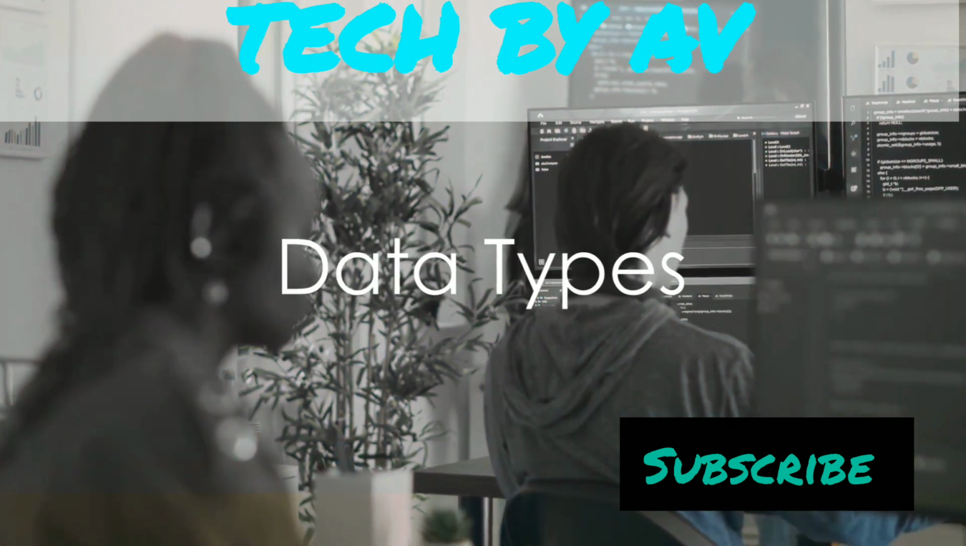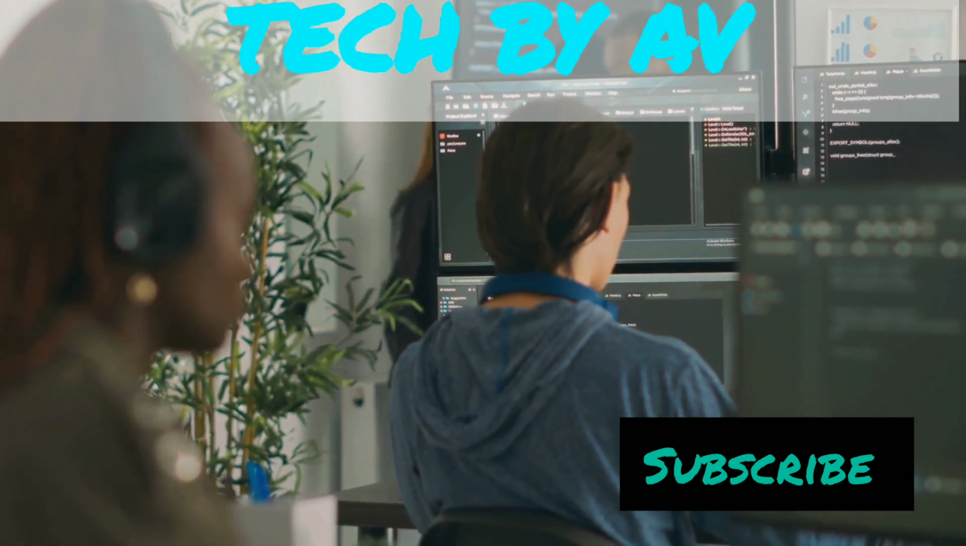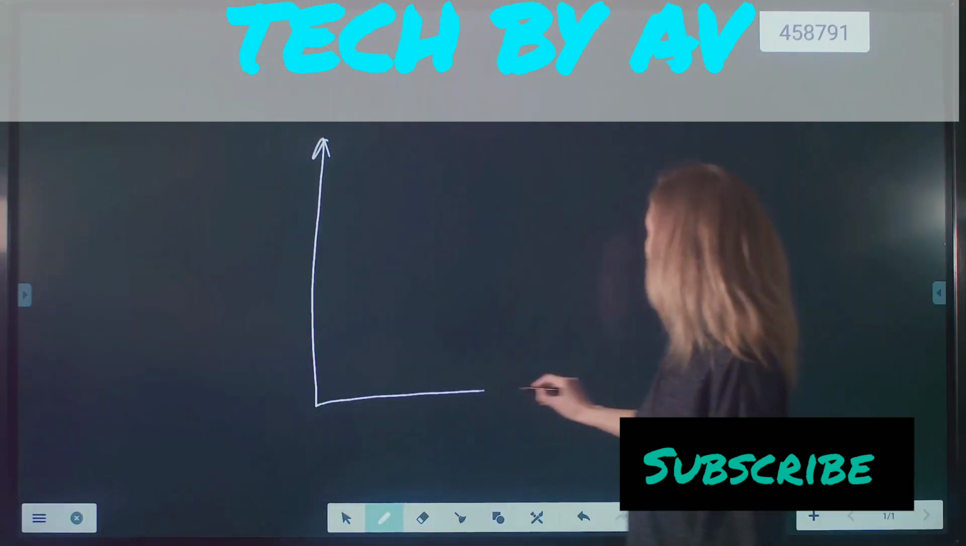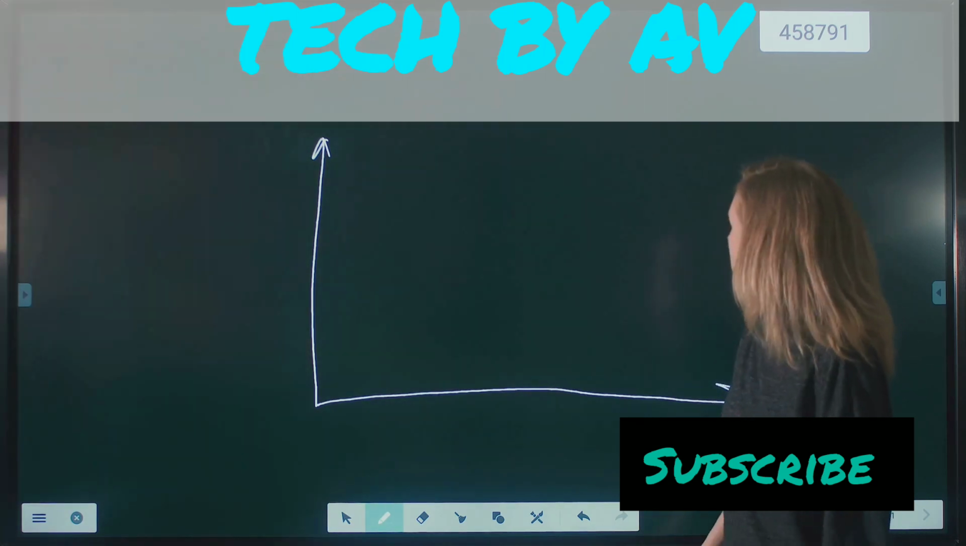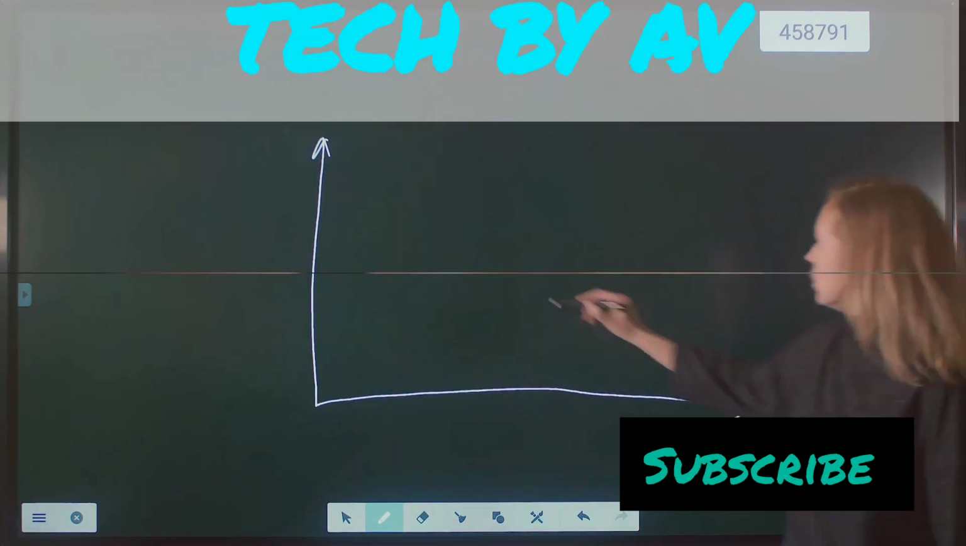Moving on, we have data types. Python supports a plethora of data types such as integers, floats, strings, and booleans. Each data type is designed to represent different kinds of values. For instance, the integer data type represents whole numbers, while the float represents numbers with a decimal point.